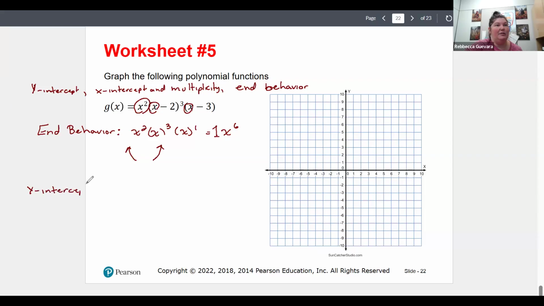Y-intercept. So this always happens when x is 0. So g of 0 is going to be 0 squared times 0 minus 2 cubed times 0 minus 3. So this 0 out front is going to just basically make this 0.